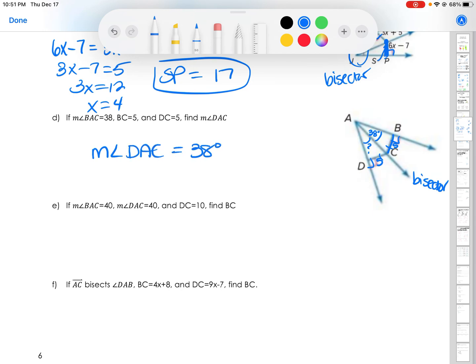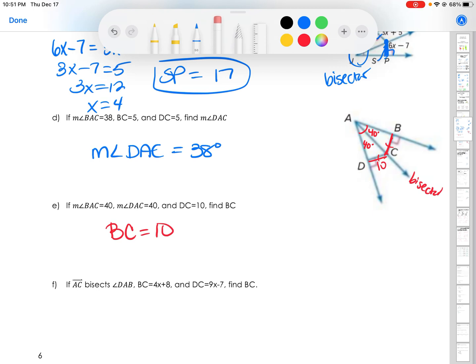Now we're asked to use the same image, so we're just going to erase this and start over. So we're told that the angle BAC is 40 degrees. We're also told that DAC is 40, which means that this is a bisector, because these are the same measures. And then we're told that DC is 10, so we want to find BC, which should then also be 10. So that means that BC is equal to 10.